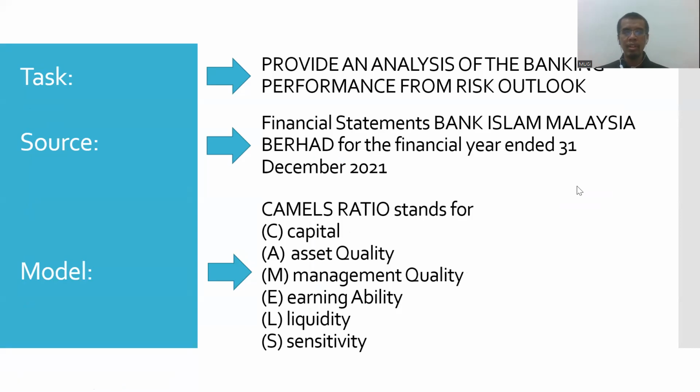My source is the financial statement of Bank Islam Malaysia Berhad for the financial year ended 31st December 2021. And the model I use to make the analysis is the CAMELS ratio. CAMELS stands for C for capital, A for asset quality, M for management quality, E for earning ability, L for liquidity, and S for sensitivity. The CAMELS ratio is very common and widely used for all banks, including national and international.